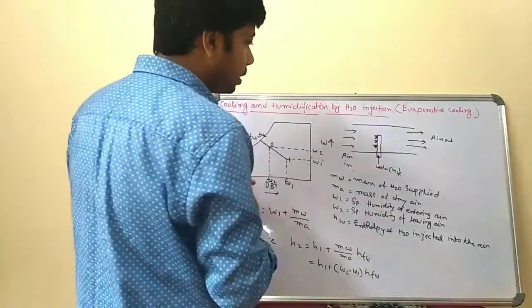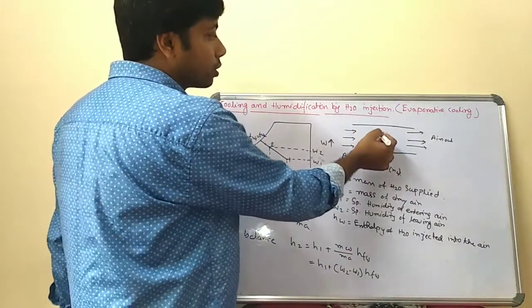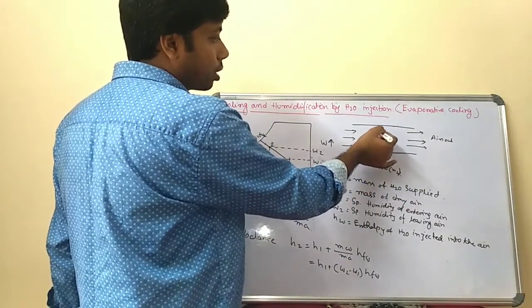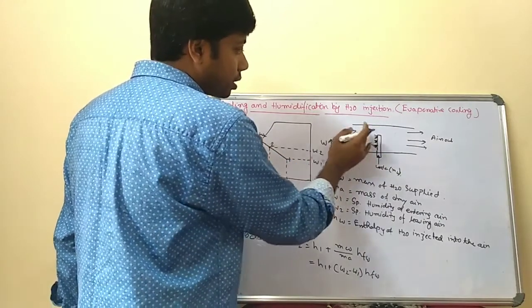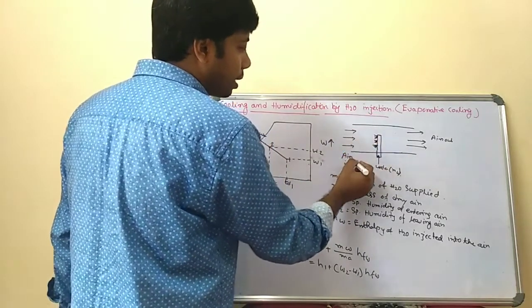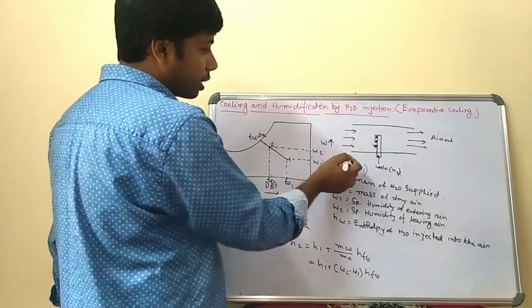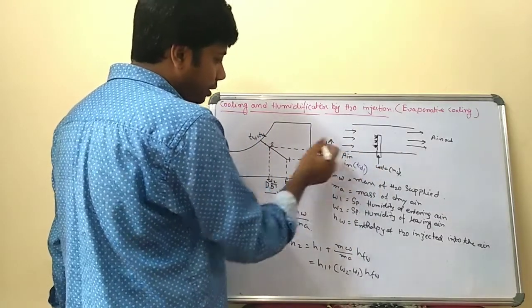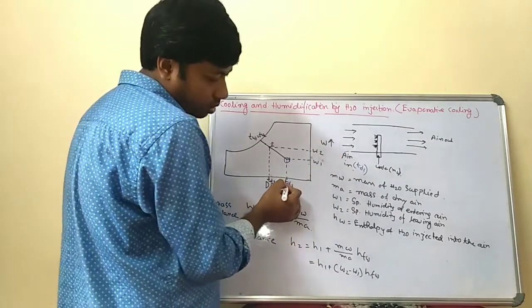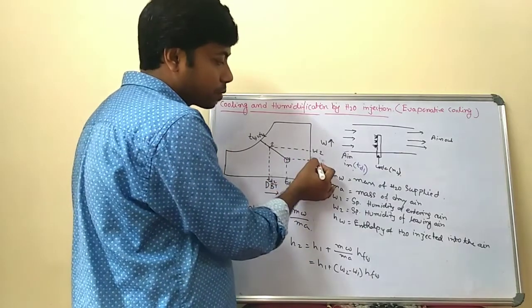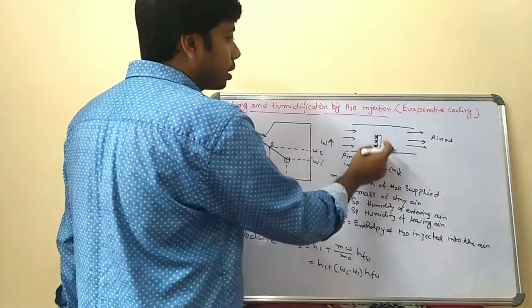Suppose this is the arrangement for evaporative cooling, in which spray nozzles are there, through which liquid water droplets are sprayed into the air entering the arrangement. Suppose the dry bulb temperature of the entering air is TD1. This is the entering condition, section 1, with corresponding wet bulb temperature TW1 and corresponding specific humidity W1.